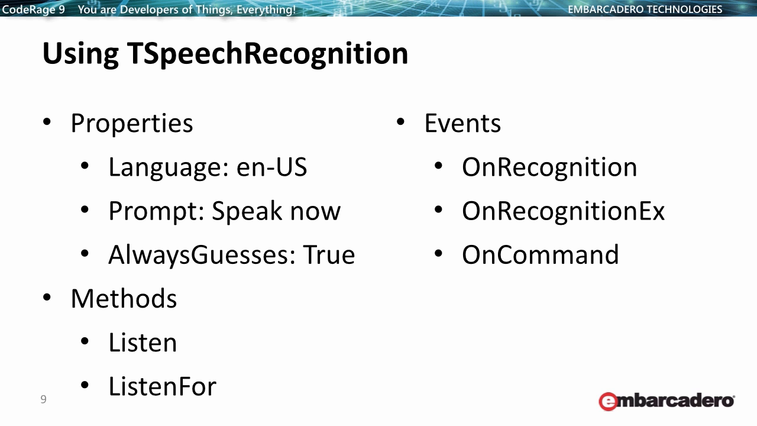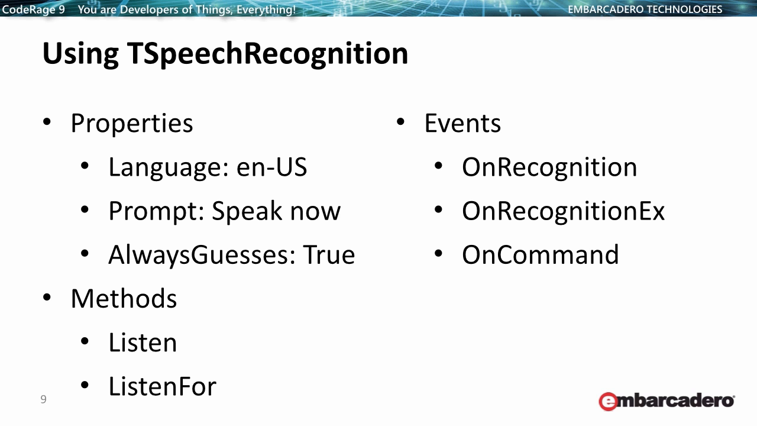So what that means is the method you can call, Listen, will just return 1 to 5 guesses, however many guesses it has for what it was you said. But you can also say ListenFor, and for ListenFor you can pass an array of inputs you would like to hear. So these could be words or phrases or whatever that you're looking for. And then it will tell you which one of those phrases it got back.